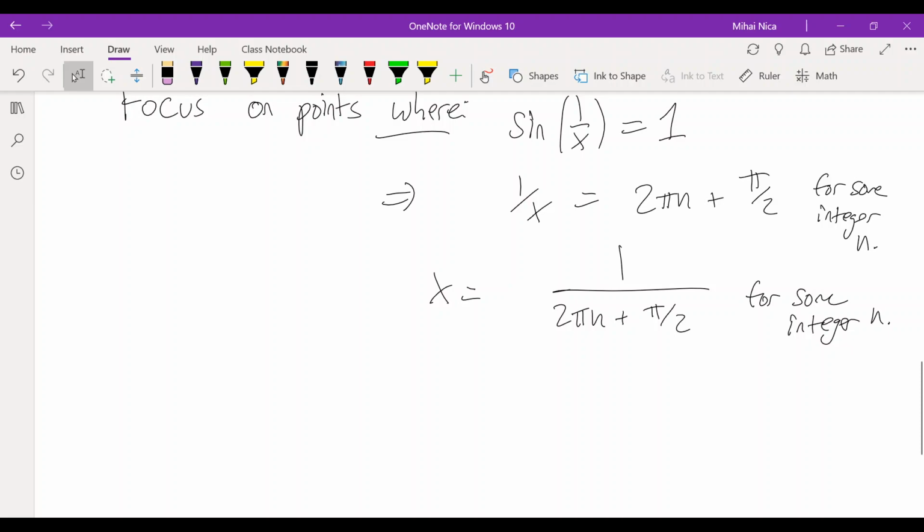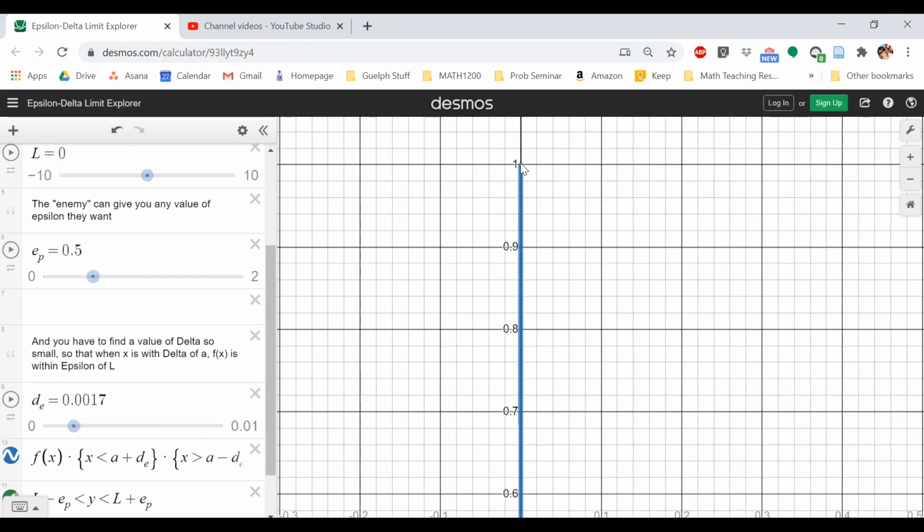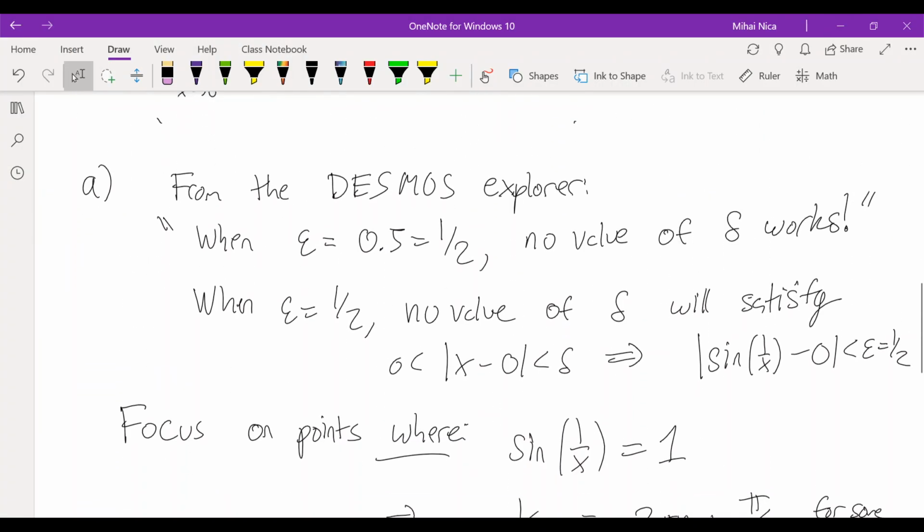And these have the property, let's call this xn. So let xn be this thing. And sine of 1 over xn is always equal to 1. So these are the values where the function touches 1. Okay, how does this help us?